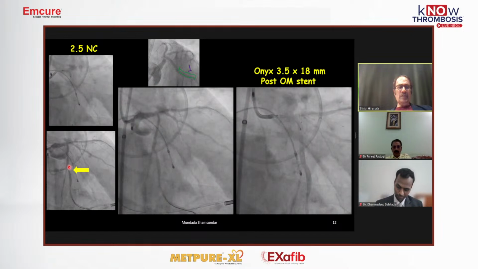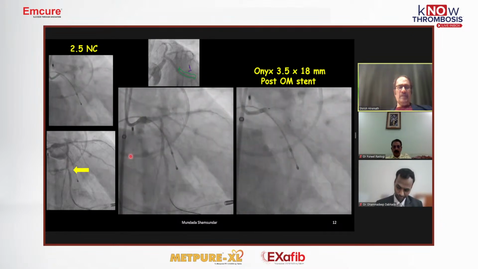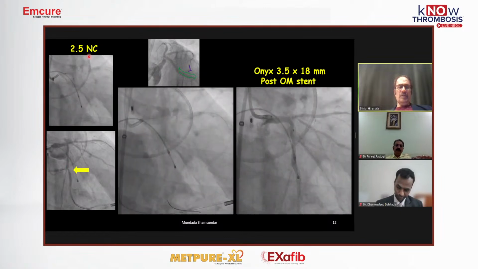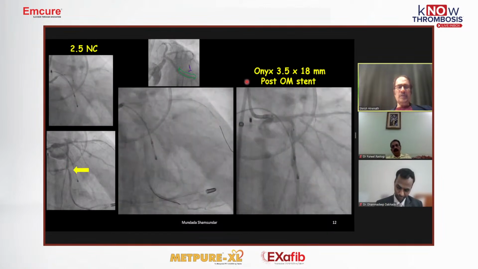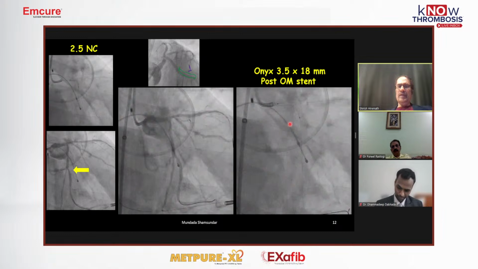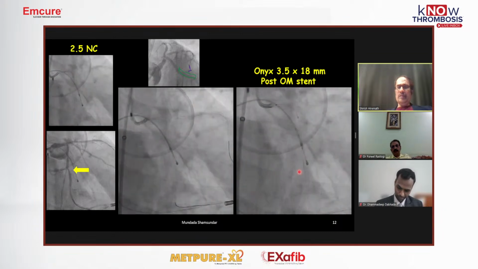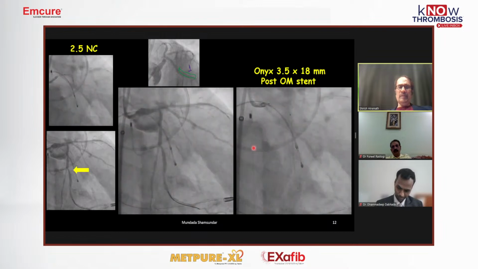So this is the lesion here. It was dilated with a 2.5 NC balloon and then a 3.5 into 18 Onyx stent was placed at this site. So we have taken care of the simple lesion in the circumflex.